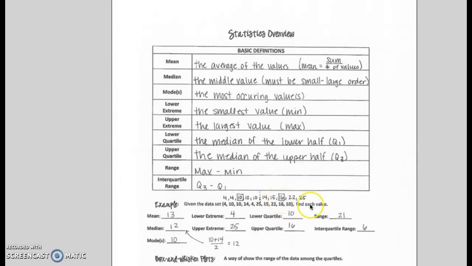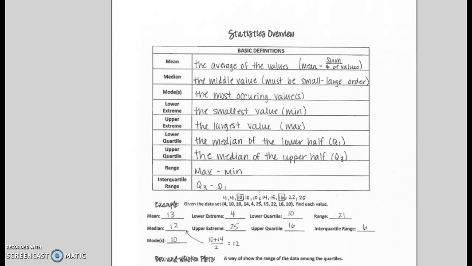Our range is going to be 25 minus 4, which is 21. And our IQR, our interquartile range, is going to be 16 minus 10, which is 6. And then our mode, the most frequently occurring number, we look in our data, and 10 occurs 3 times, so that is our mode.